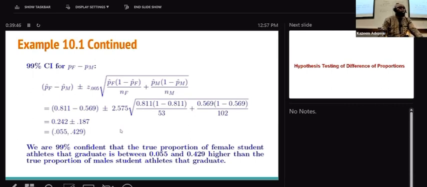No. When there is no 0 in the interval, you know what that means? That's a significant result, which means the graduation rate of female is actually more than that of the male. Any question? We're done. Any question with this? We're done on this. Any question? Okay.